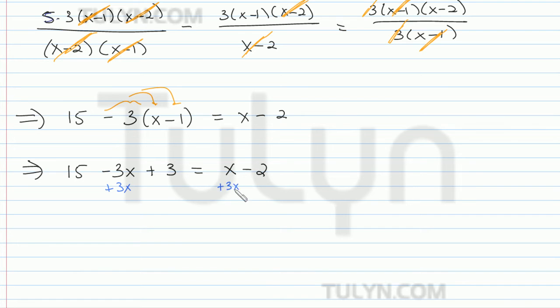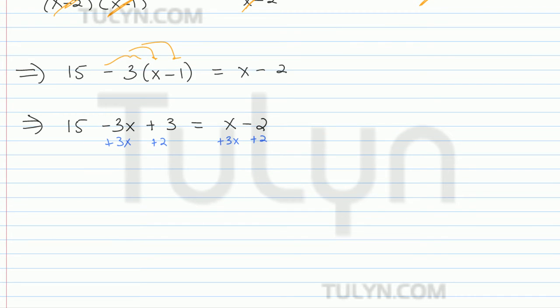I'm going to add 3x to both sides, and then I'm going to add 2 to both sides, and combine all of the numbers on one side and all of the terms with x on the other side. So on the left there's 15 plus 3 plus 2, that's 15 plus 5, which is 20. And then on the right side, you get x plus 3x, which is 4x. So 4x is equal to 20, which means that x has to be equal to 5.